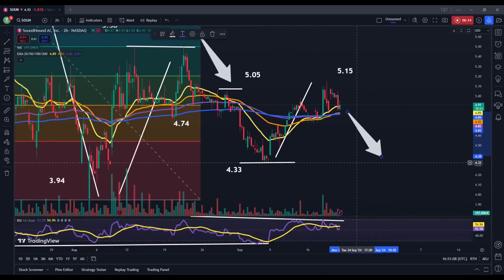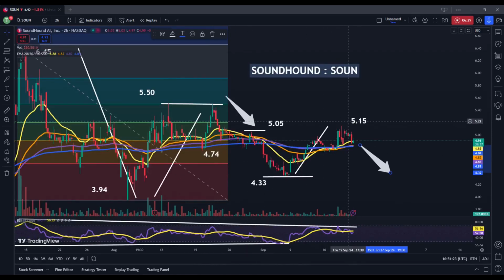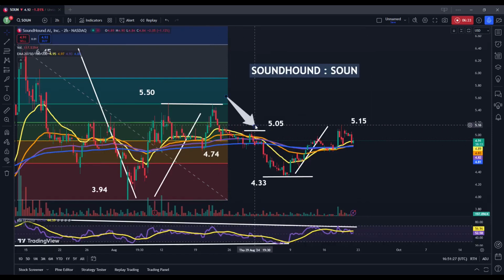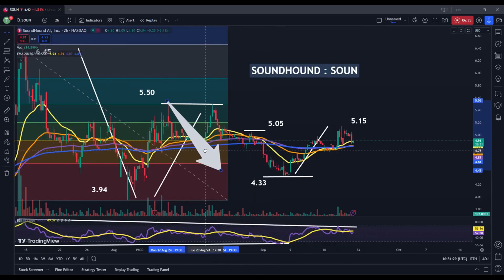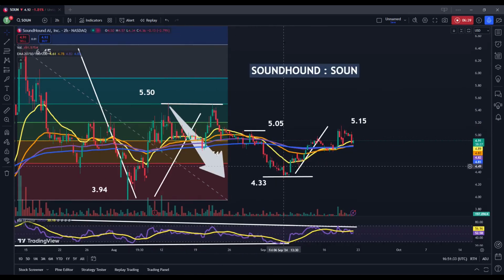If that were to occur, I would then expect to see a retest of roughly $4.30, because this is the price low that was generated during the September 6th trading session. So this would be the next level of support to be seen to the downside. Overall, with this trend analysis, we can see that there's a broad trading range starting to develop between roughly 5.50 to the top side and roughly $4.30 to the downside.